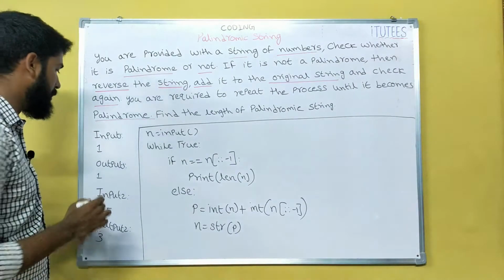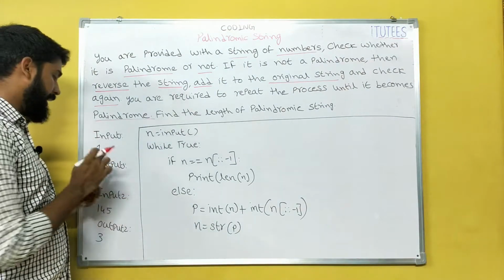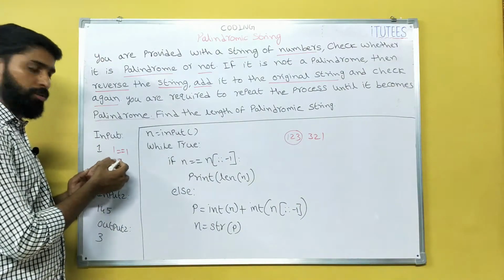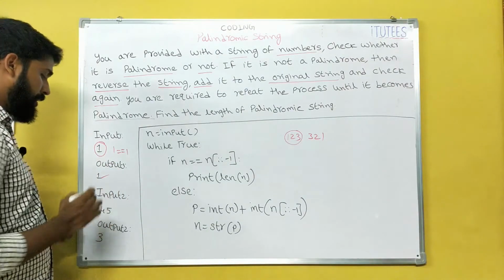So this is the example. The input is 1. Check if it is palindrome or not. Yes, it is palindrome. 1 equals 1. True. So what is the length of this? 1.